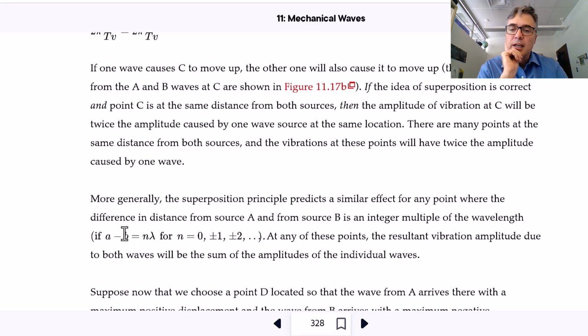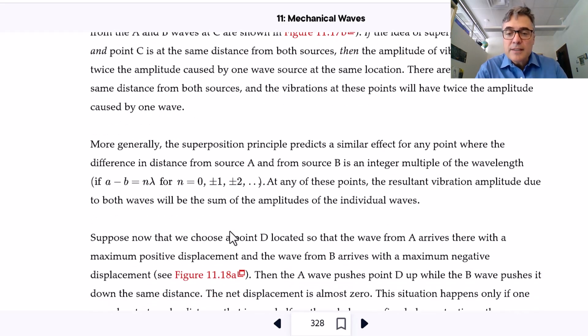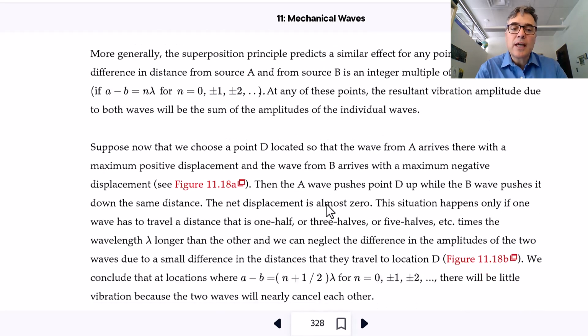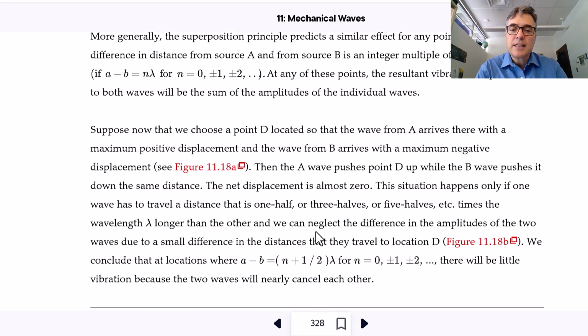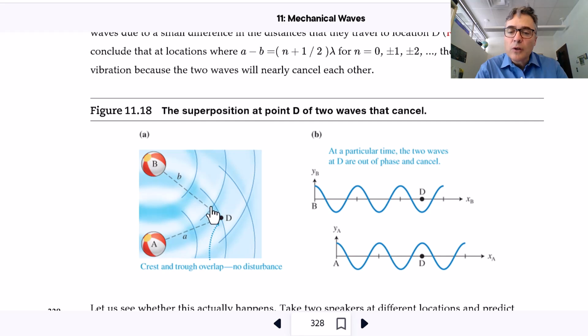And in fact, it's also true if you skip an entire wavelength. So if A minus B equals n times lambda, n being an integer, then at any of these points, the resultant vibration amplitude is the sum of the amplitude of the individual waves. Then it says, choose a point D that's located at different distances such that, so here's a longer distance B and a shorter distance A. So wave B has traveled a cycle more than wave A.